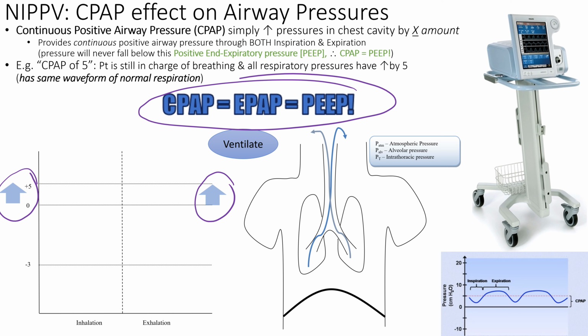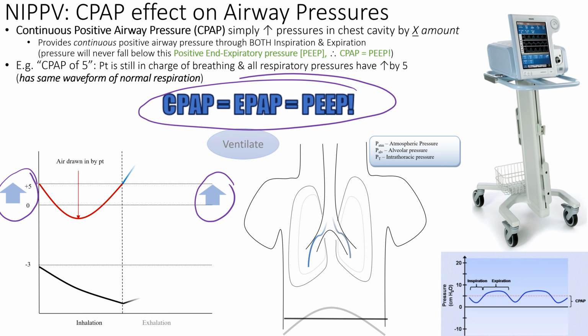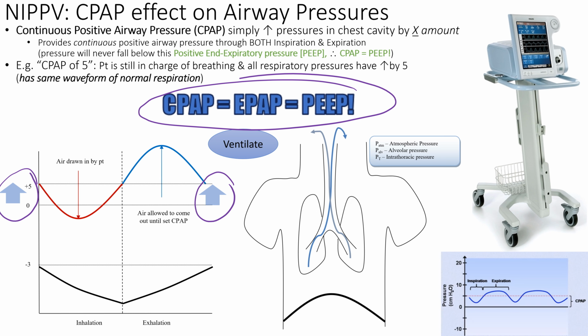So if we look at the normal waveform here, it's exactly the same as the previous slide. The only difference is that it's not starting at 0, it's starting at +5. It's going up by X amount, whatever you feel will improve the patient. Usually we start at 5 and then we go to 8, we can go to 10 or 12. Usually after 10, like I said, it's probably time to intubate, because 10 is a lot of support.